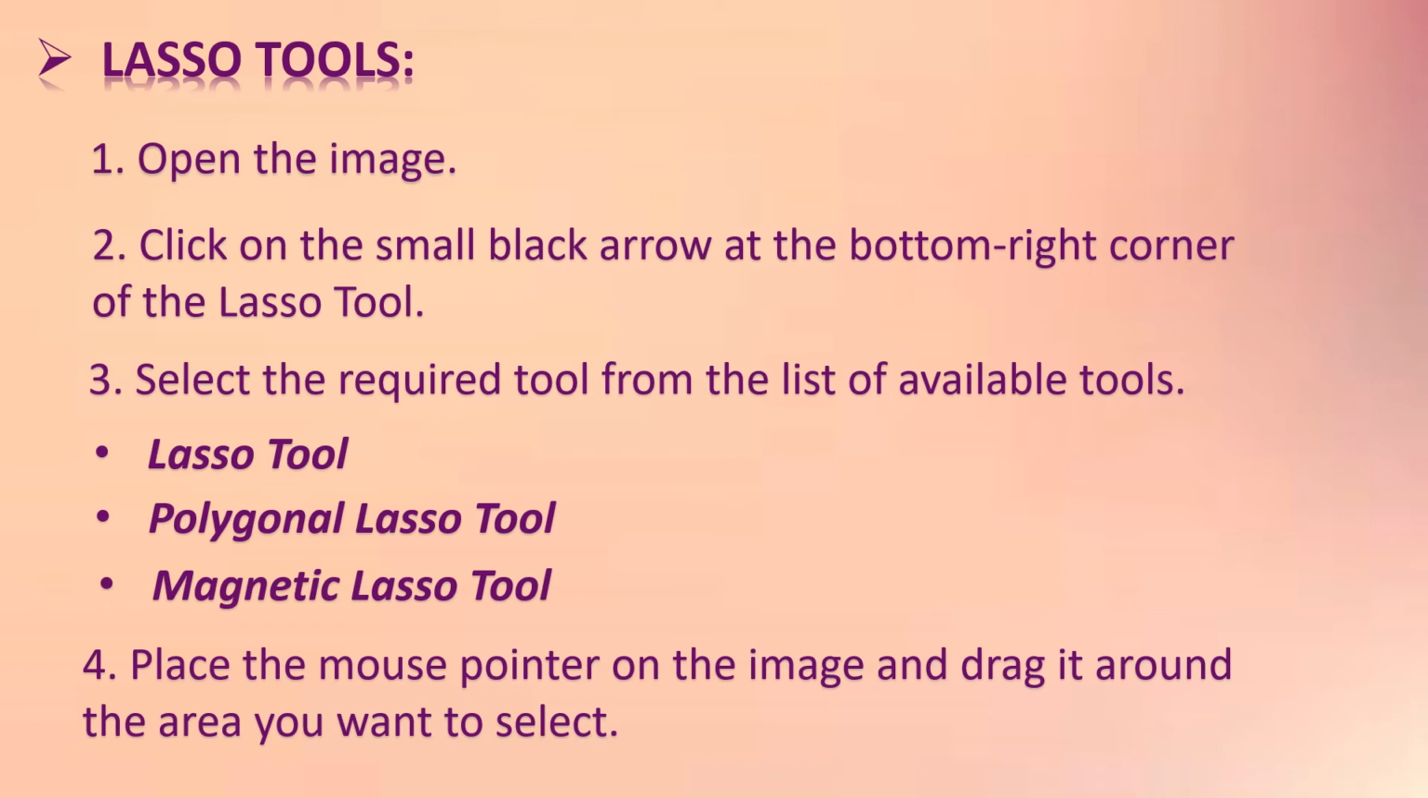Magnetic Lasso tool. This tool sticks to the edges of the image, thus making the selection very easy. To close the selection border, double click the mouse. Place the mouse pointer on the image and drag it over the area you want to select.